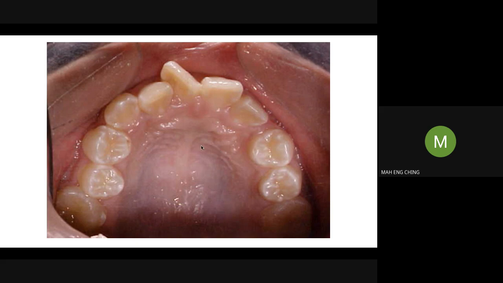So the first thing, when you see the patient in the mouth, before you do anything, first thing, count the teeth, count the number. So you make sure everything is there. If not there, then you have to do some examinations and investigation further.